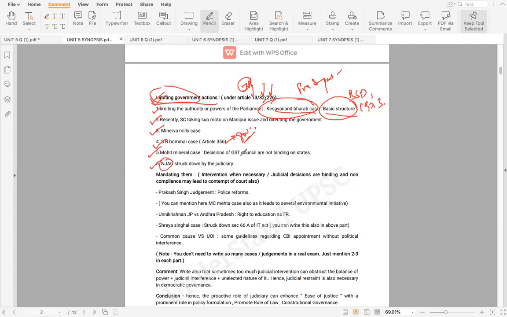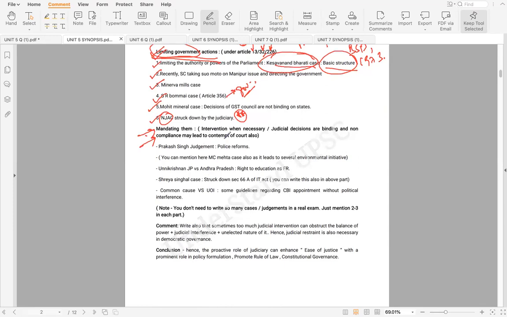NJAC, this is one of the most famous examples that you can talk about limiting the government actions. Thirdly, we'll move on to mandating them, which was the other demand of the question. What do you mean by mandating? We are saying that intervention when necessary or judicial decisions are binding and non-compliance may lead to contempt of court also. That is why they become mandated.